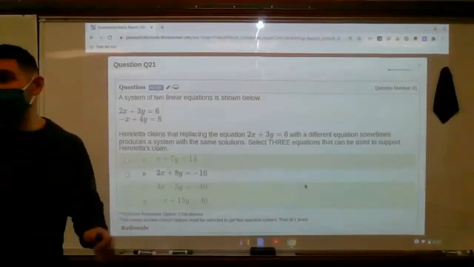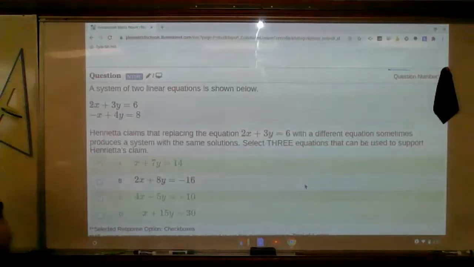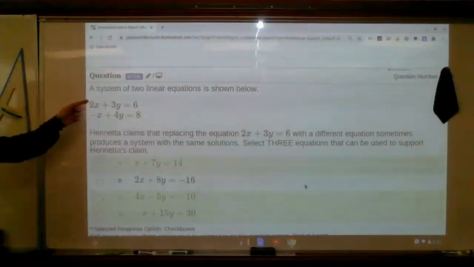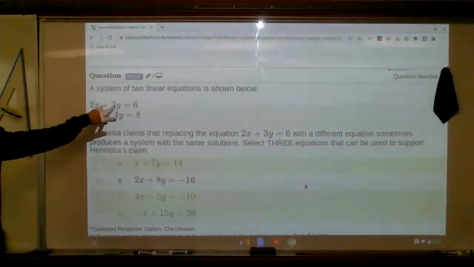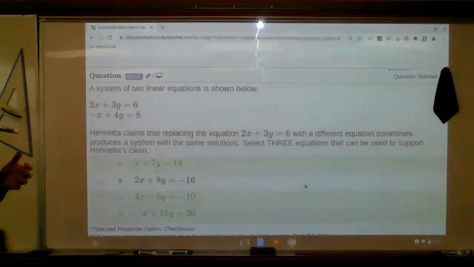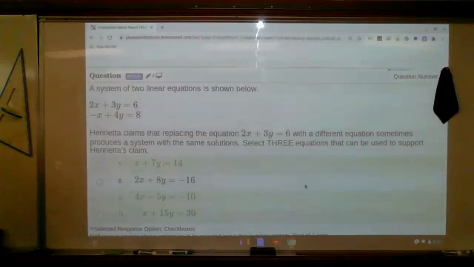You're able to see answers. Don't worry about them. You don't know what those mean yet. This is another thing that we hadn't taught yet when you took the test. So the fact that some of you guessed correctly and got 24% of this is amazing. A system of two linear equations is shown below. Henrietta claims that replacing the equation 2x plus 3y equals 6, so replacing this one with something else, would produce the same solutions. Select 3 that can be used to support Henrietta's claim.